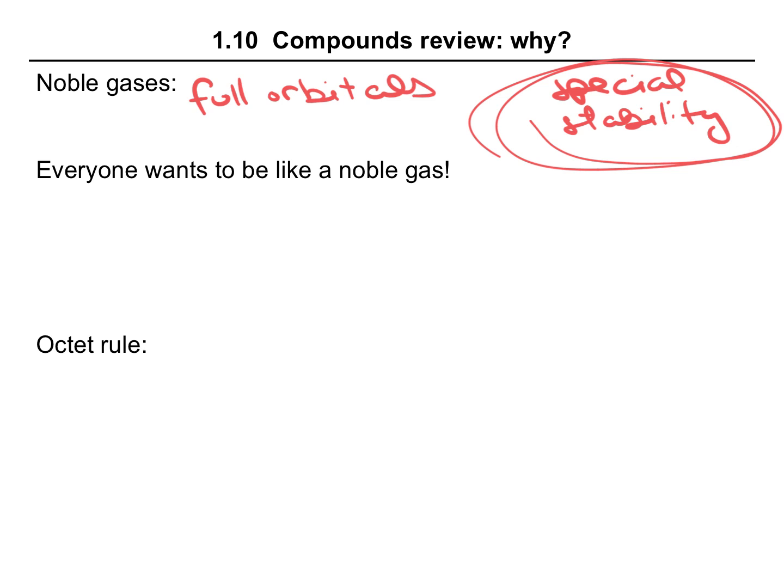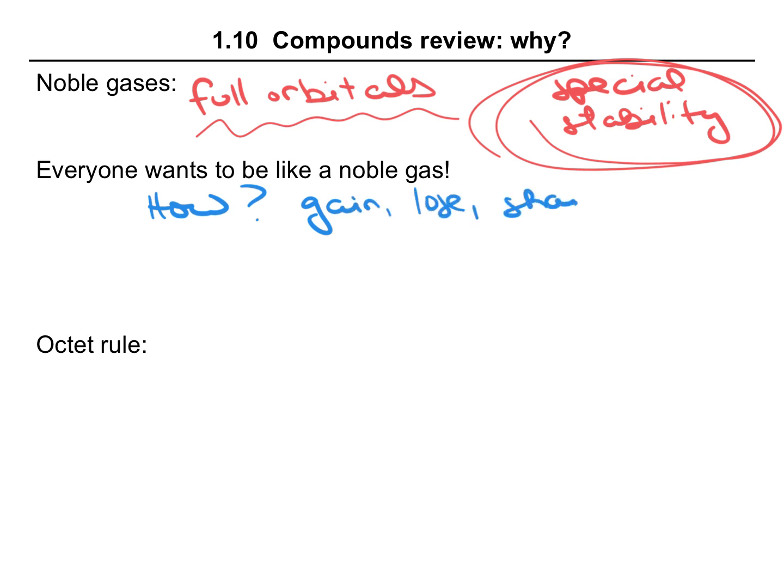And so different elements will try to obtain full orbitals. Now, how can they do that? Different elements will gain, lose, or share electrons to be able to gain full orbitals. The two most common types of bonding would be ionic or covalent bonding.